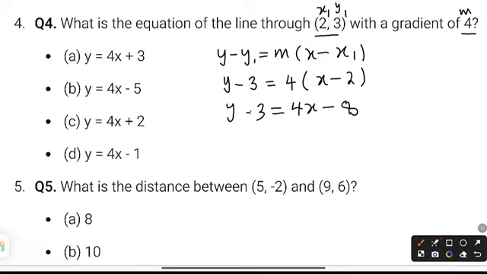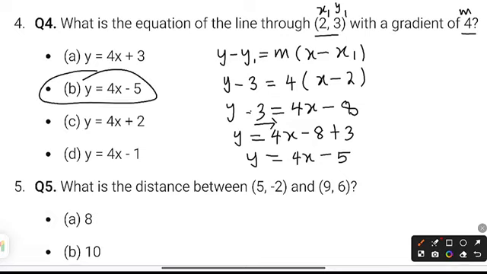From there, we have y equals 4x. Now we transpose the minus 3 to the right-hand side, so we have minus 8 plus 3. So y equals 4x minus 8 plus 3, and that will give us minus 5. Therefore, when you look at this, we have option B to be the solution.